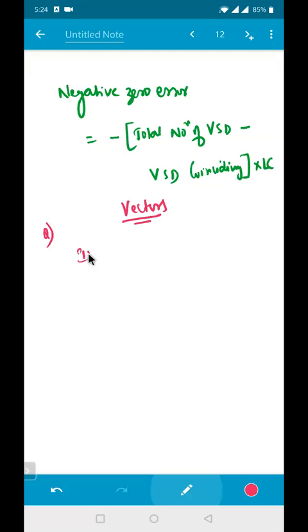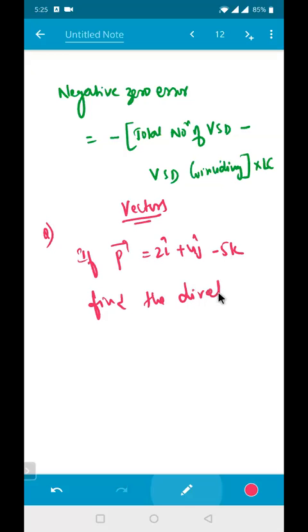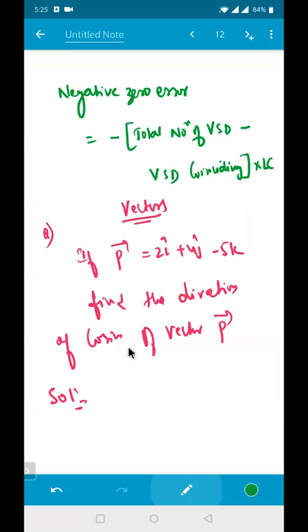Now, if I give you some vector like this, if p bar is equal to 2i cap plus 4j cap minus 5k cap, find the direction cosines of vector p bar. Anyone can tell me, but I need not do all of the thing. You just try to remember how to do it. That's what I need.